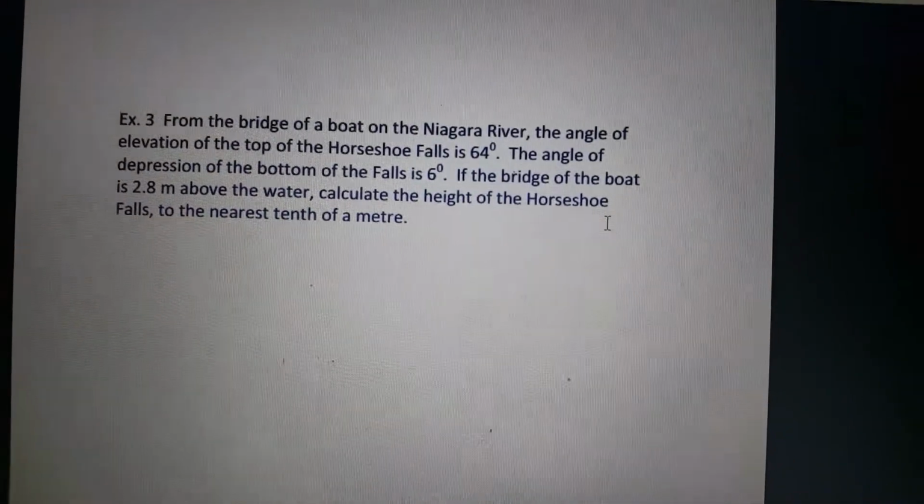All right, that's a nice one. So we start off with the bridge of a boat. I don't know if you guys know what the bridge of a boat is. The bridge is like, how do I explain it?